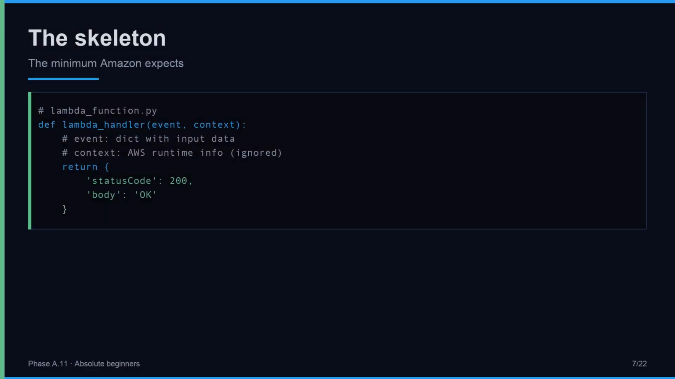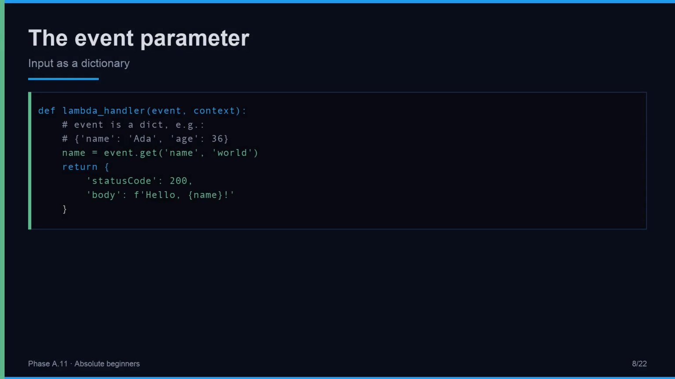Here is the minimum handler Amazon expects. A file called lambda_function.py containing a function called lambda_handler that takes event and context. Inside, you read from event, you do your work, and you return a dictionary. The simplest possible return is a dictionary with status code 200 and the body string OK. Even this skeleton deploys and runs. Everything else, reading input, building a richer response, is just Python you already know, layered on top of this skeleton. The minimum that runs.